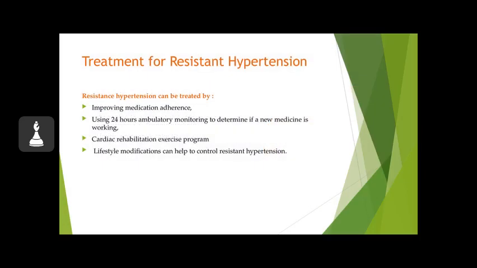Treatment for resistant hypertension. Resistant hypertension, as I said earlier, does not respond well to medication treatment. Resistant hypertension can be treated by improving medication adherence, and using 24-hour ambulatory monitoring to determine if a medicine is working. Cardiac rehabilitation exercise programs and lifestyle modification can also help to control resistant hypertension.